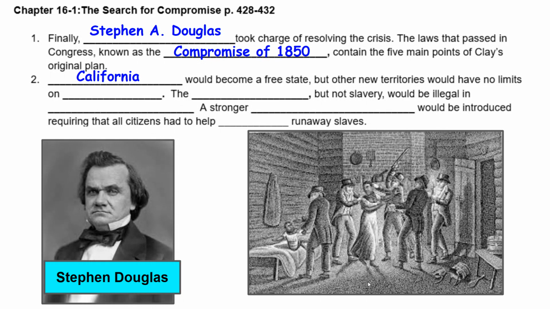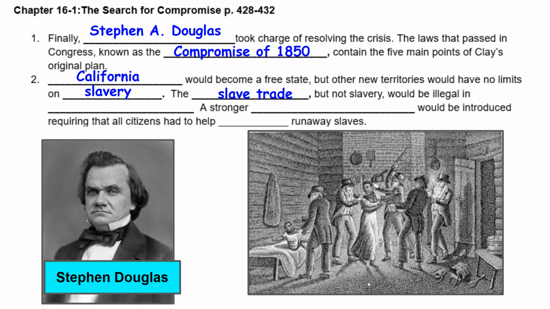California is going to be able to enter the Union as a free state. If you know anything about the locality of California, there's a good chunk of it that's south of the Mason-Dixon line and technically under the Compromise of 1820, or the Missouri Compromise, that should all have been slave territory. Instead, it's going to be free, but other new territories would have no limits on slavery.